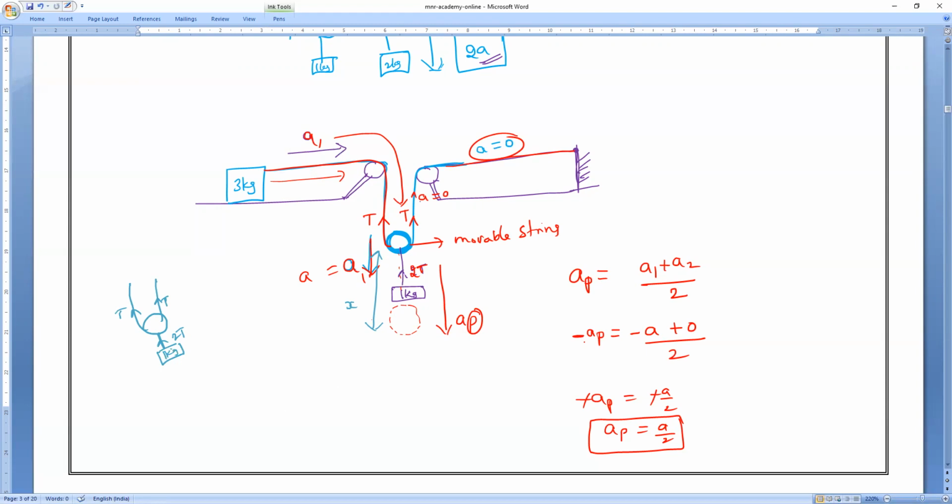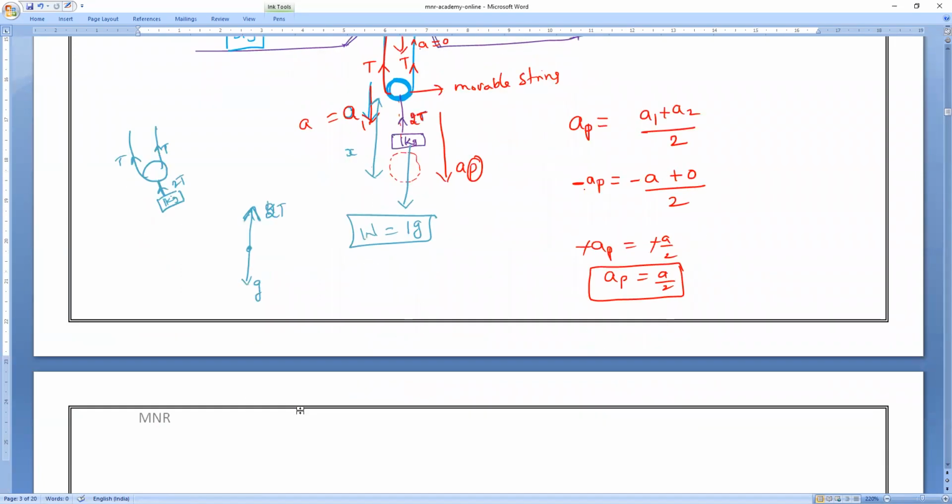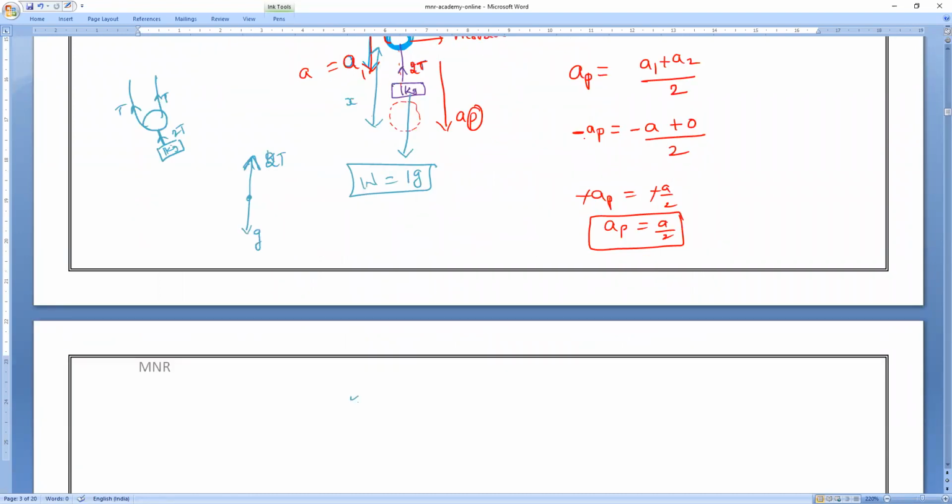So a 1 kg object is mentioned. Now apply the equation. As we know, for 1 kg, gravitation is acting in the downward direction, that is the weight, which is equal to 1G. Now take this 1 kg body and tell me what forces are acting. Upward, 2T, and downwards, G. So what equation will come? Acceleration is downwards, so G is positive and 2T is negative: G minus 2T is equal to F net.